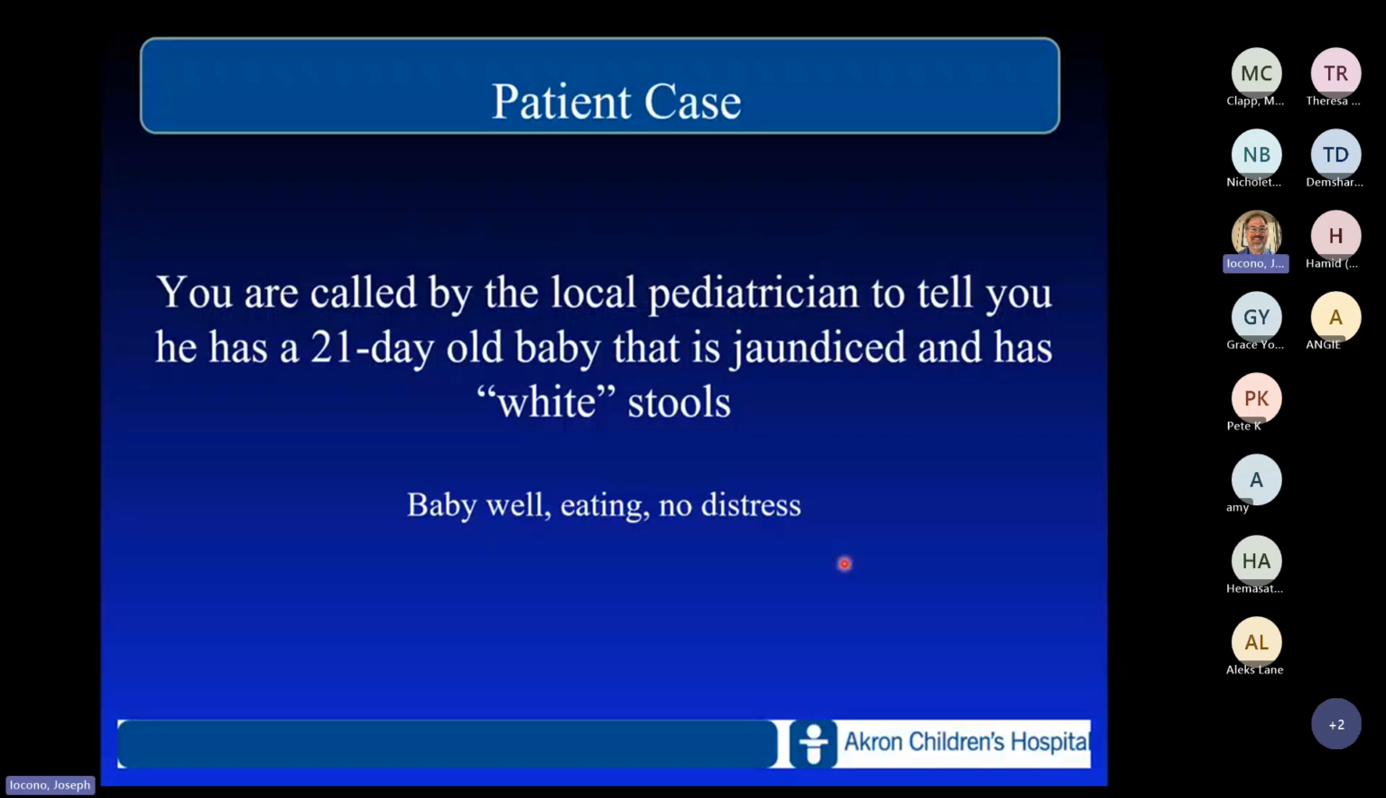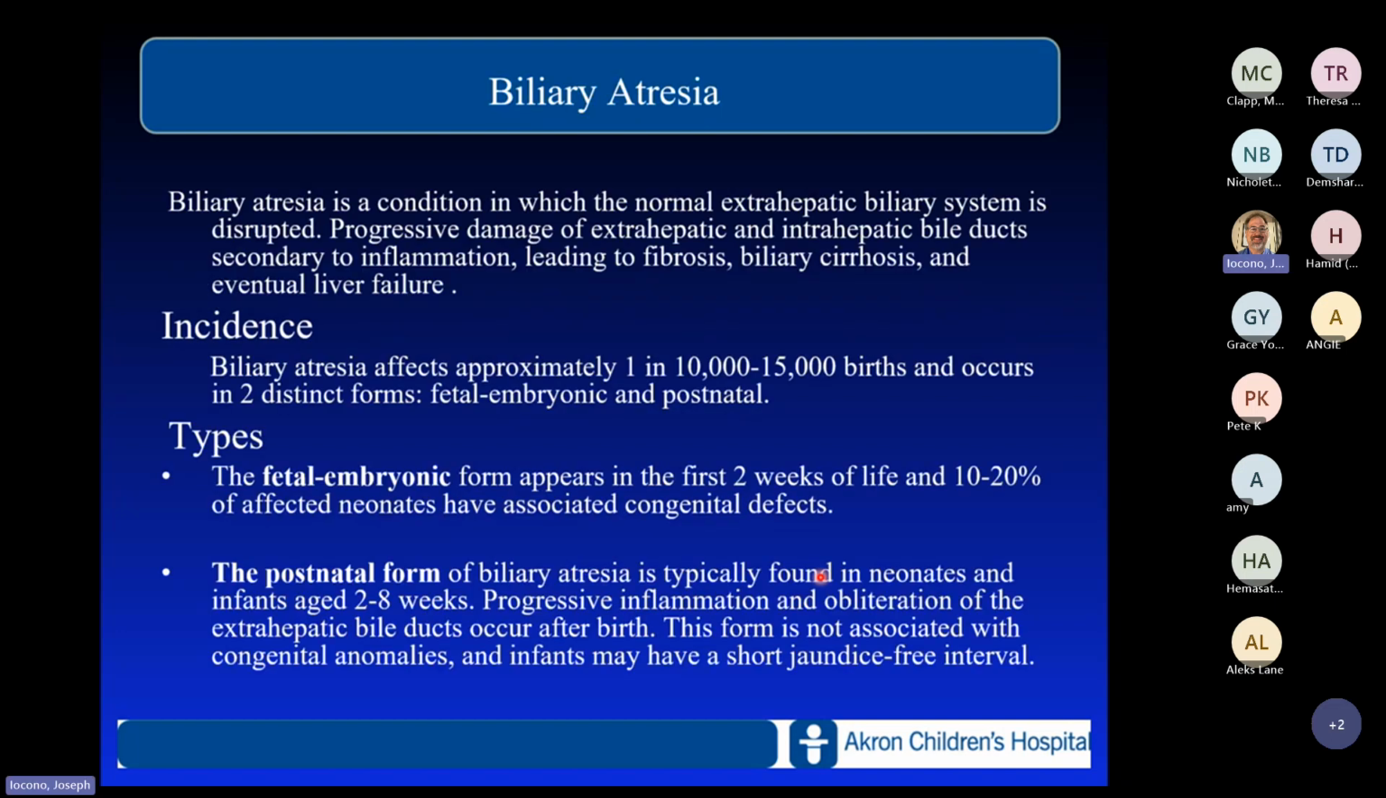Trying to fit this in. This is really not obstruction, but it's a problem that comes up some ways. Pediatrician tells you he's got a 21-day-old who's persistently jaundiced, and white stools. So jaundice and white stools. So you have a biliary obstruction.